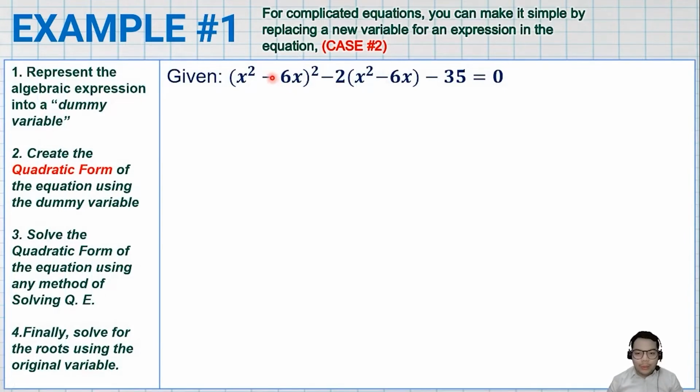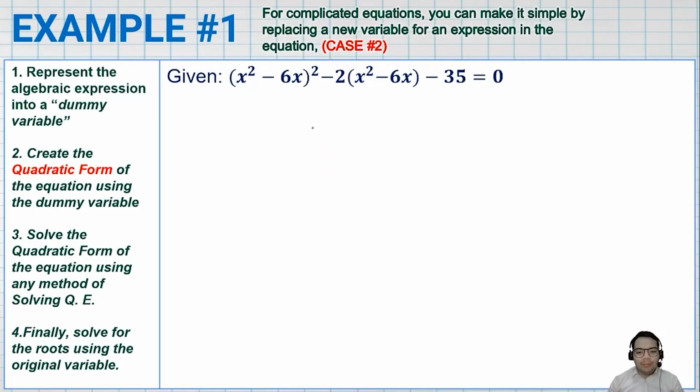So ito naman, we're given with (x squared minus 6x) quantity squared minus 2 times (x squared minus 6x) minus 35 is equal to 0. So mukhang complicated nga, no? But this time, we'll just be having four different steps to solve this given equation. So, start na tayo. Represent the algebraic expression into a dummy variable.